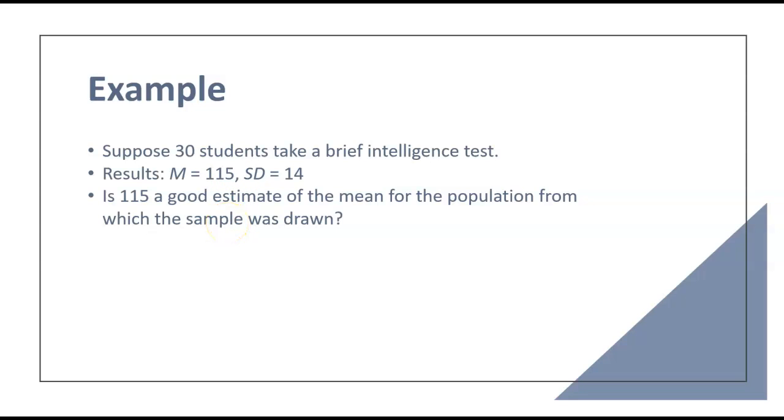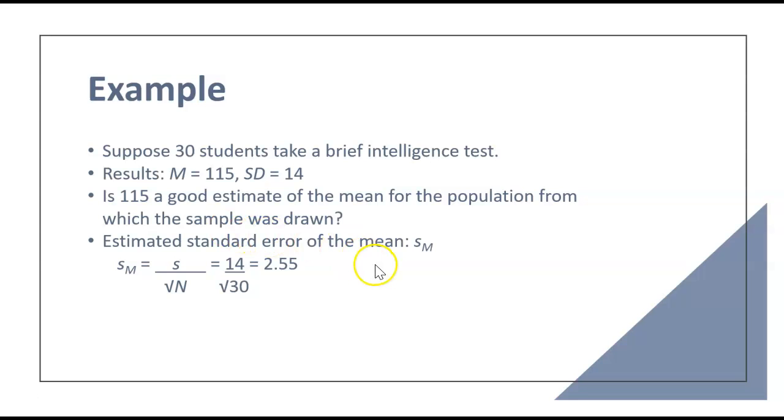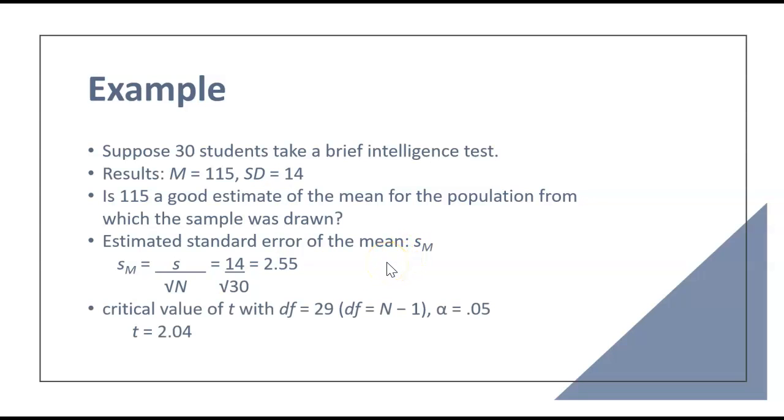Because we could make that, we could ask that question: are these kids really representative, or are they different? So that's what we're really doing here with these confidence intervals. The estimated standard error of the mean is going to be calculated using the information that you have. So you're going to use the standard deviation that you have, the 14, and the sample size to calculate that estimated standard error of the mean.